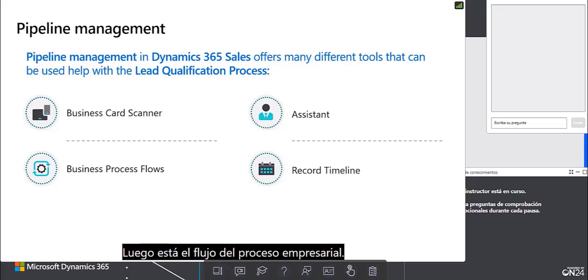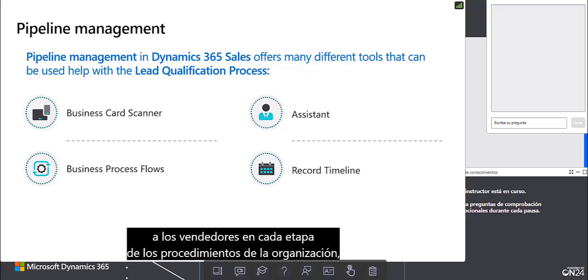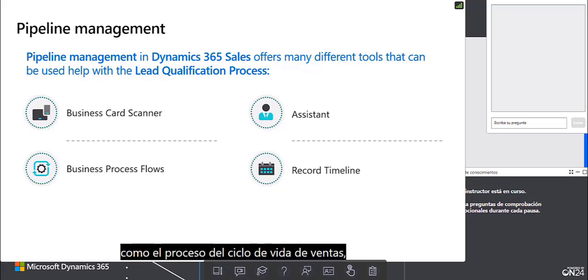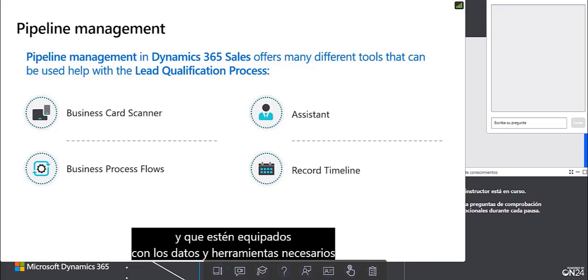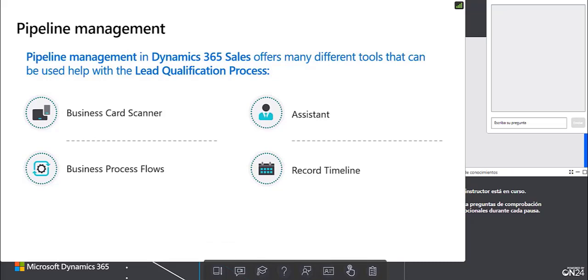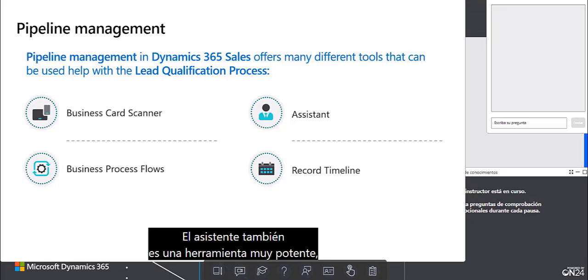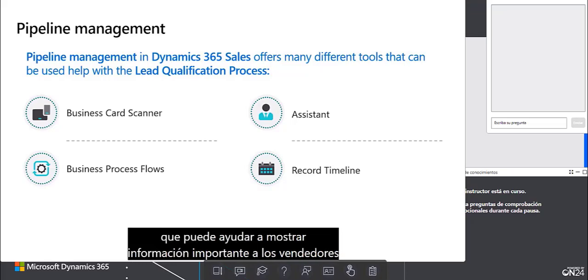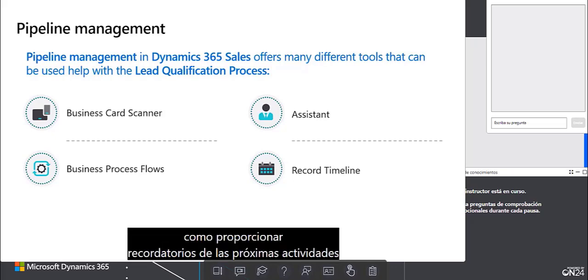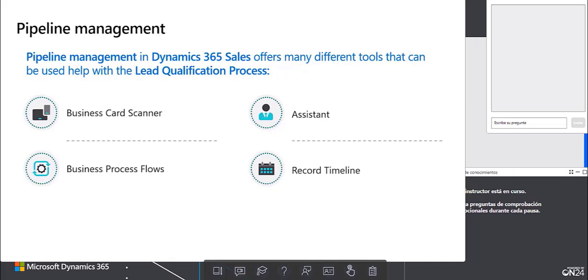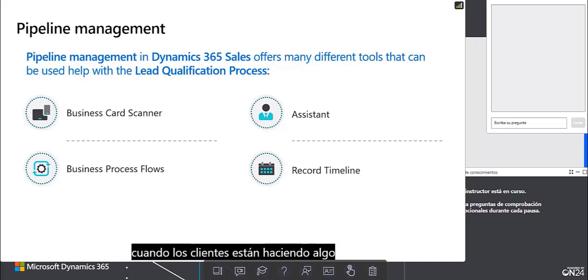Then we have the business process flow. This is a roadmap that guides sellers through each stage of the organizational procedures, such as the sales lifecycle process, and it ensures that they know exactly what is required during each stage in the process and that they are equipped with the necessary data and tools to execute on this. The assistant is also a really powerful tool which can help surface important information to sellers in the context of what they are doing now, such as providing reminders of upcoming activities related to a sales lead or notifying them when customers are doing something that could impact the potential deal.